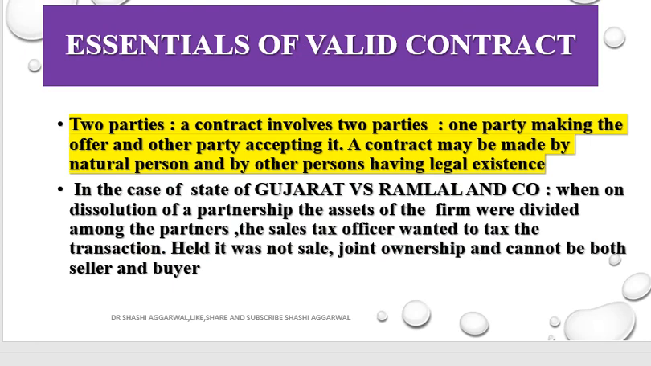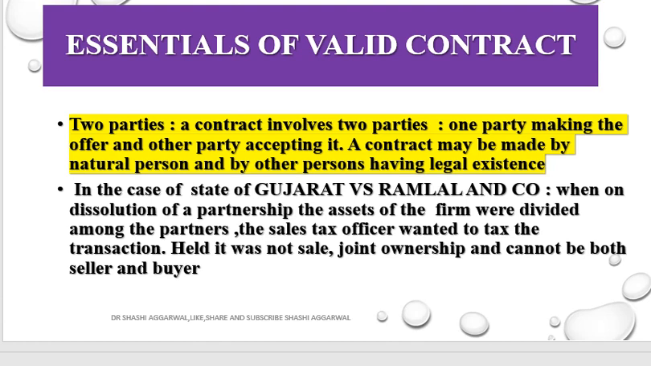In the case of State of Gujarat versus Ramlal and Company, on the dissolution of a partnership, the assets of the firm were divided among the partners. The sales tax department wanted to tax the transaction. The court said it was not a sale because it is joint ownership. So the partners could not be both seller and buyer in this situation.